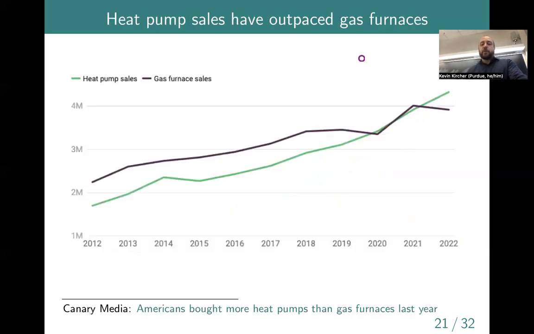On the heating and cooling world, we see that heat pump sales have outpaced the sales of natural gas furnaces. This is in the United States as well. I'm taking a US focus in this class, although a lot of these trends are similar in other countries. So heat pumps are now basically the most popular way to do heating and cooling in a home.